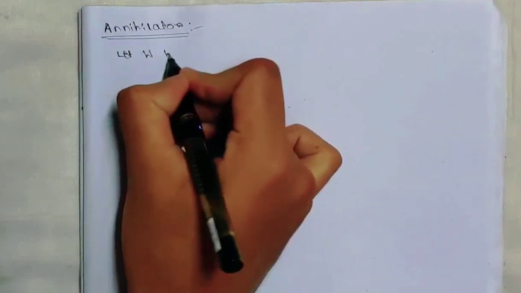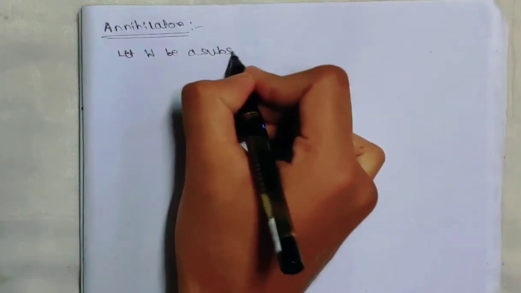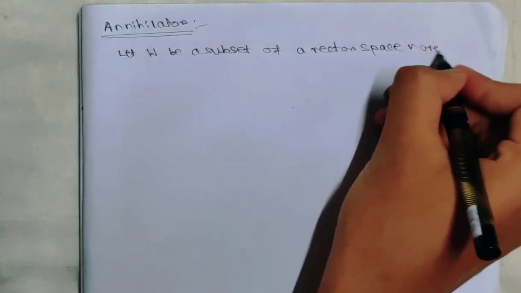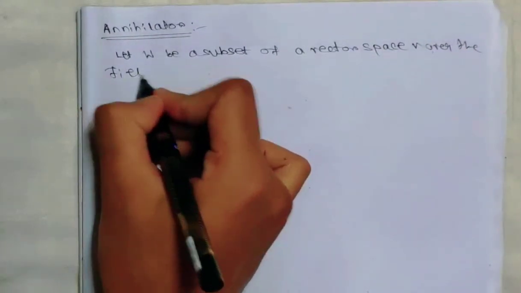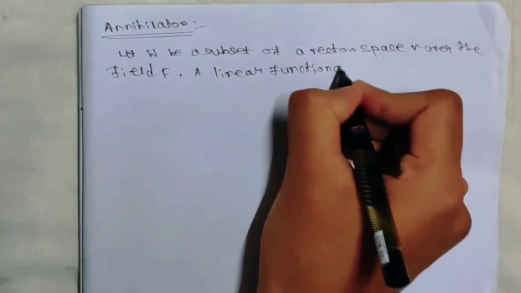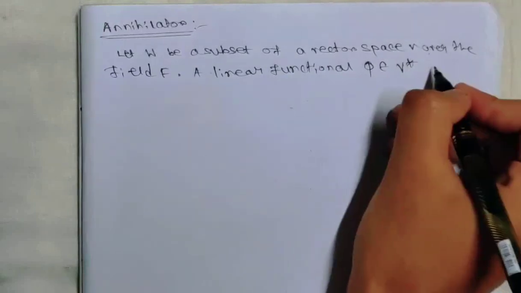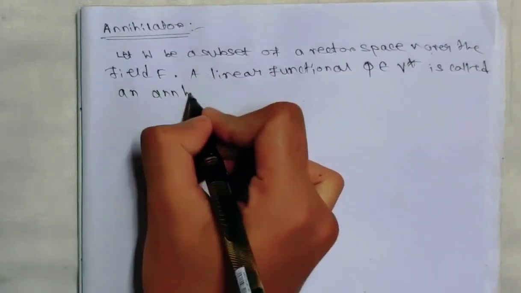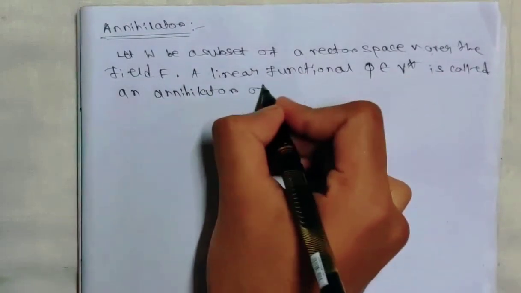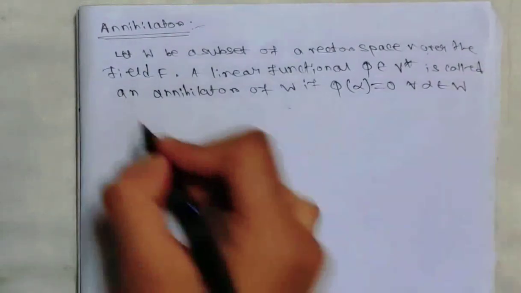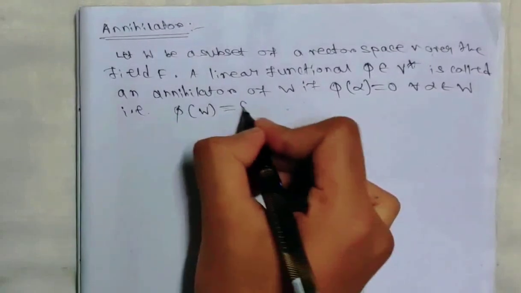Today we're going to start annihilator. Now first of all, definition. Let W be a subset of a vector space V over the field F. A linear functional phi belonging to dual space V star is called an annihilator of W if phi of alpha equals 0 for all alpha belonging to W, that is, phi of W equals singleton 0.